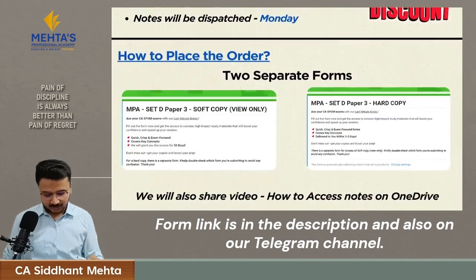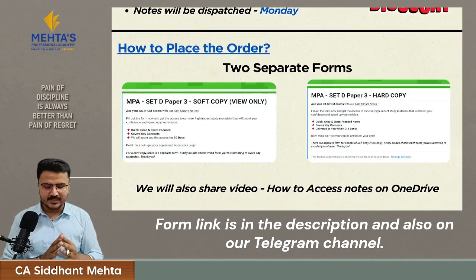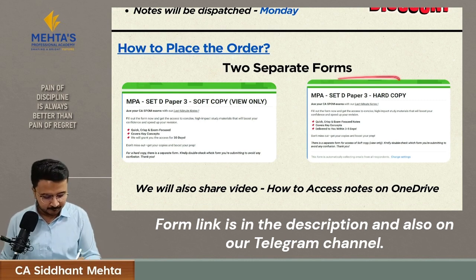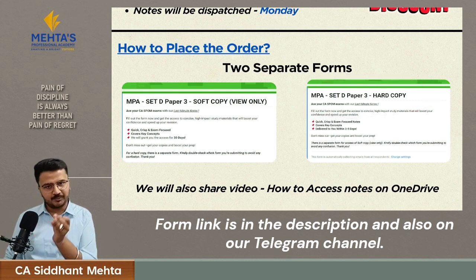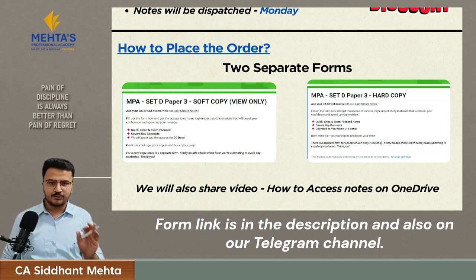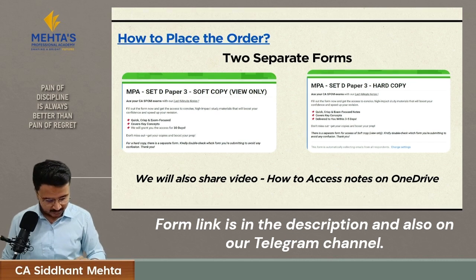So how will you place this order? There will be two separate forms. If you want to buy the hard copy, there will be a separate form for it. And if you want to buy the soft copy, which will be view only mode, there will be a separate form for it. We have bifurcated it so that there is no confusion at all. I will also walk you through these forms.